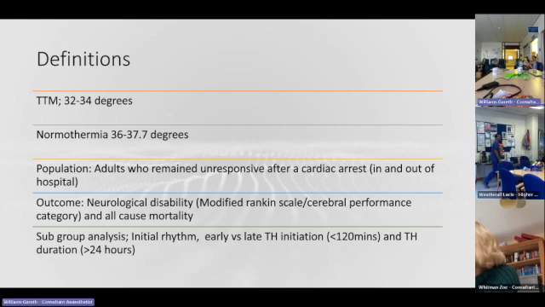The outcomes that were being assessed were neurological disability, and the most common score is the modified Rankin scale, but also the cerebral performance category was used, and the secondary outcome was mortality. A subgroup analysis was done by the study, so they looked at patients' initial rhythms following a cardiac arrest, the initiation of therapeutic hypothermia, be it early versus late, so within 2 hours, and the duration of TH as well, so greater than 24 hours.